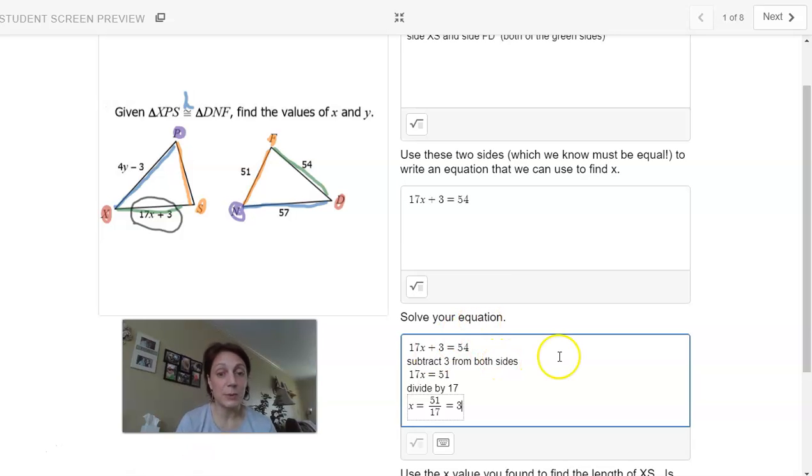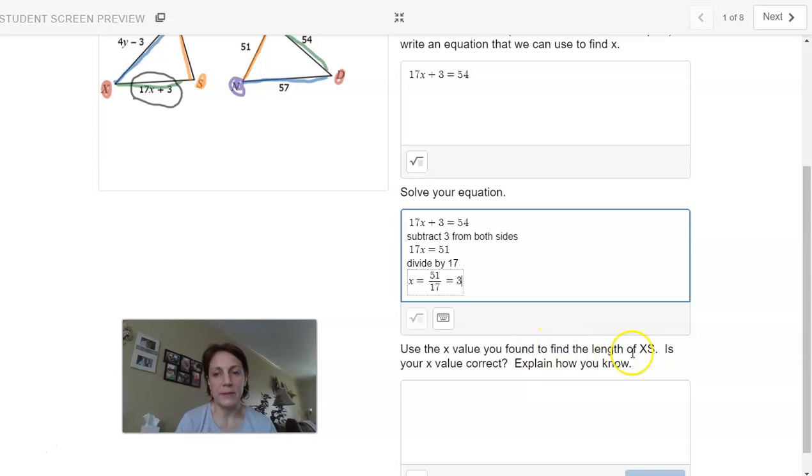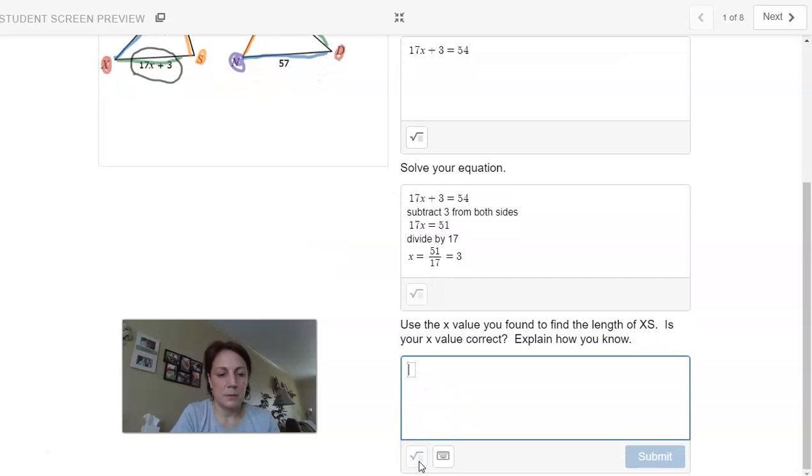Okay, now, one last question. It says use the x value you found to find the length of side XS. Okay, so XS was 17x plus 3, sorry, I misspoke. Now you're telling me that x is equal to 3, at least that's what we figured out. So XS is going to be 17 times 3 plus 3. So XS has to equal, and we'll just do the math here, 17 times 3 is 51, plus 3 more is 54. So we found out that we think XS is 54.